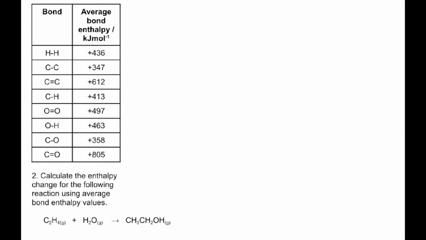Let's have a go at another example. So they've given you the equation here. Okay, so calculate the enthalpy change for the following reaction. But again, let's draw it out and then no silly mistakes are made. C2H4 is ethene. Okay, so ethene, so it's got a double bond. And then you're adding water.